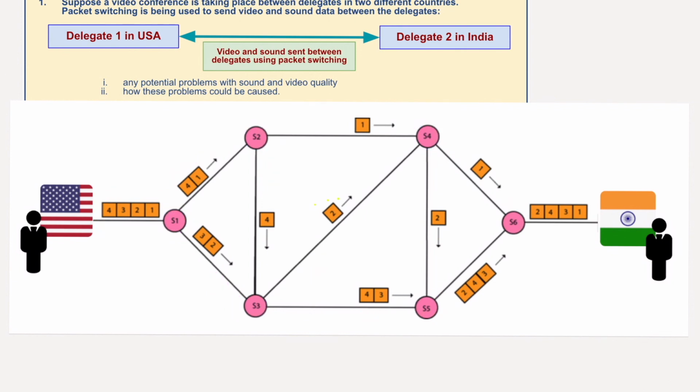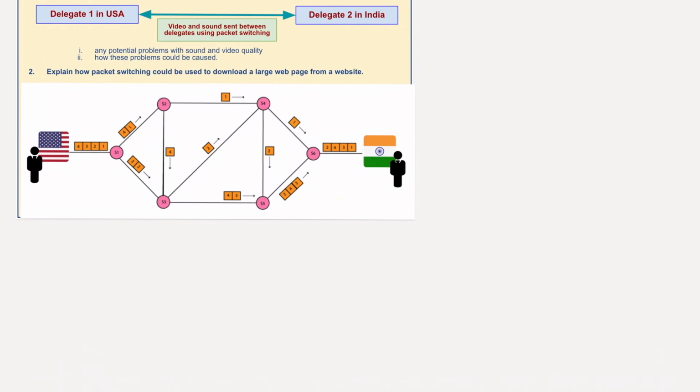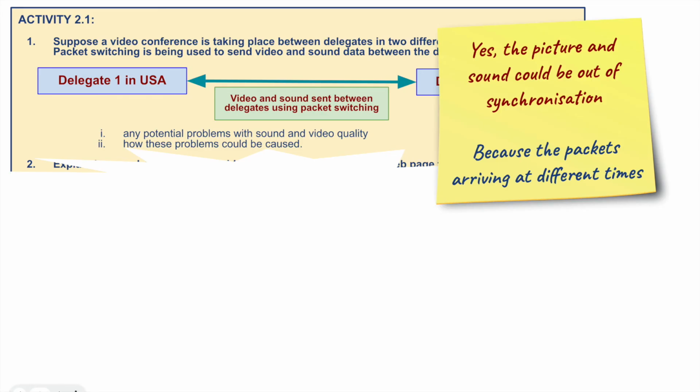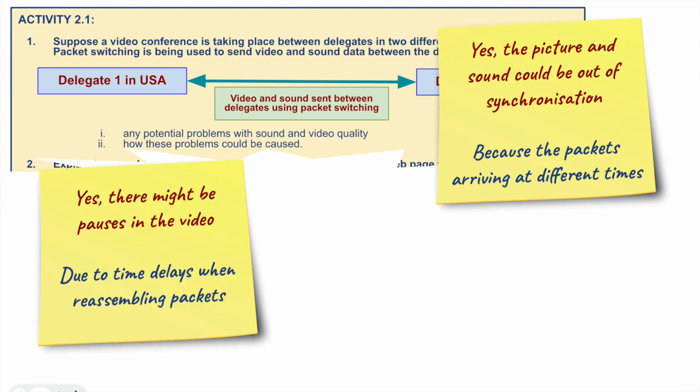Okay, so the question is, any potential problems with sound and video quality, and how these problems could be caused? Well, first of all, we're sending over video and sound. The video and the sound may become out of synchronization. The packets arrive at different times. That's one. Yes, there might be pauses in the video due to time delays when reassembling the packets.